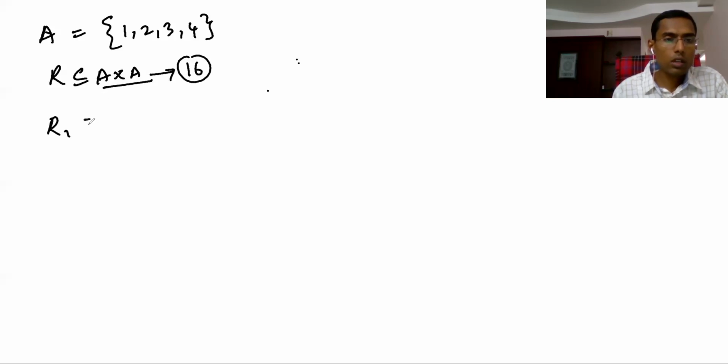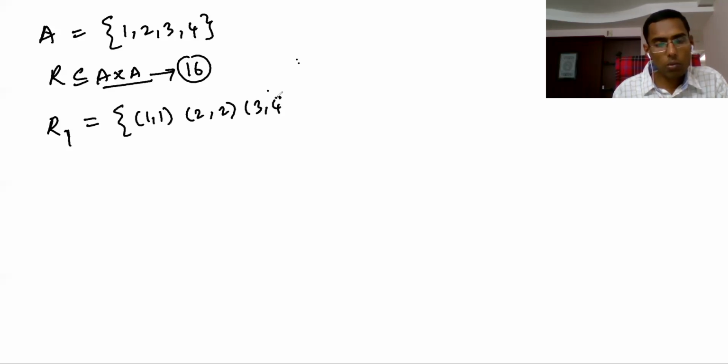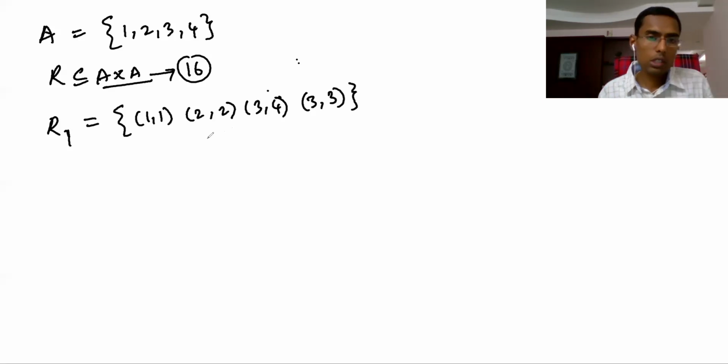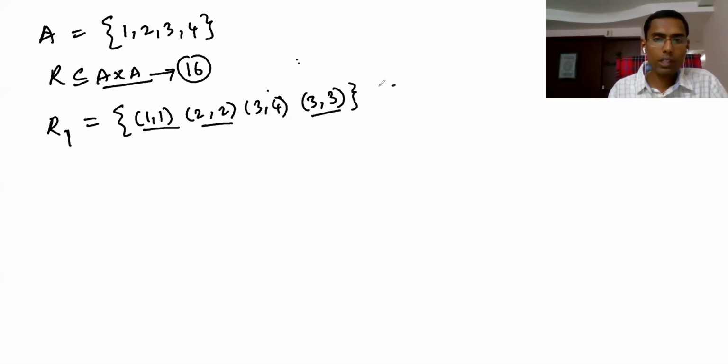Now let's take a few elements: (1,1), (2,2), (3,3), (3,4). What I am saying is that here (1,1), (2,2), (3,3) are there, but (4,4) is not there, therefore it's not reflexive. Number 1 point done. Number 2, symmetric.